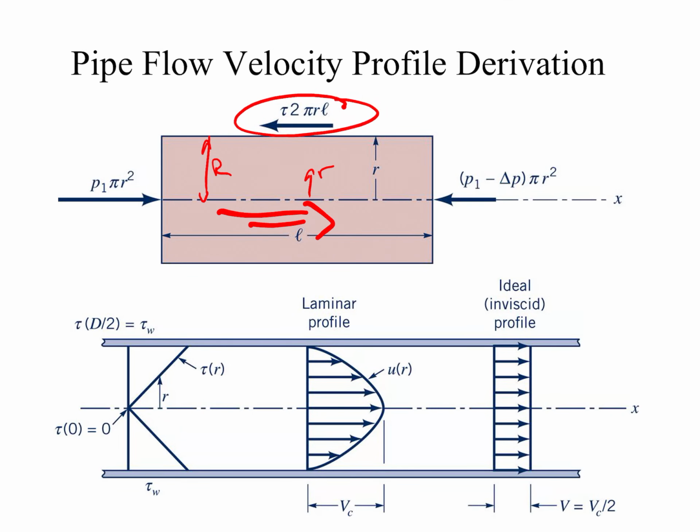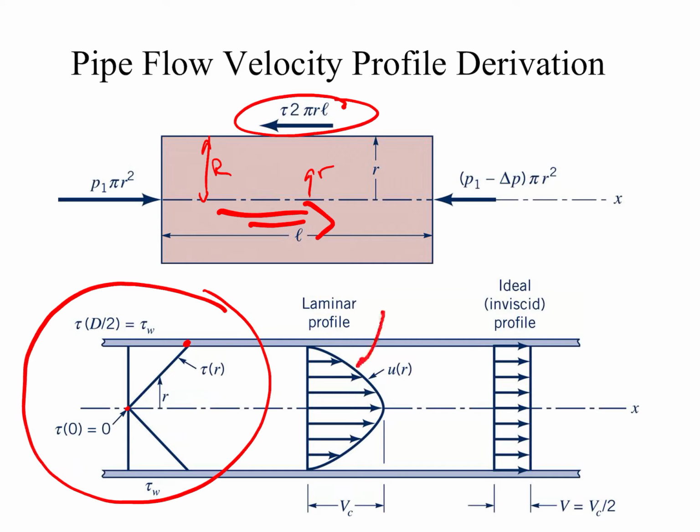So just a reminder, this is kind of a summary. This shows over here on the left side our shear stress distribution that's linear, starting from 0 and going to tau w at the wall. It also shows our parabolic velocity profile and compares it to the inviscid idealized profile that we have.